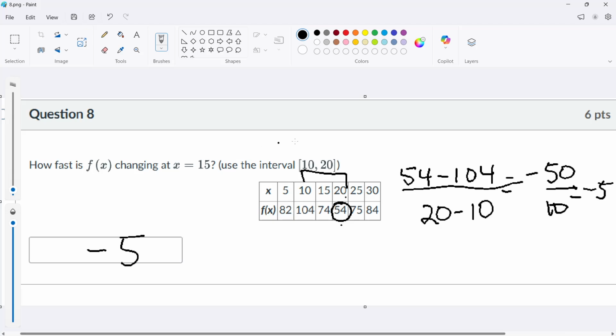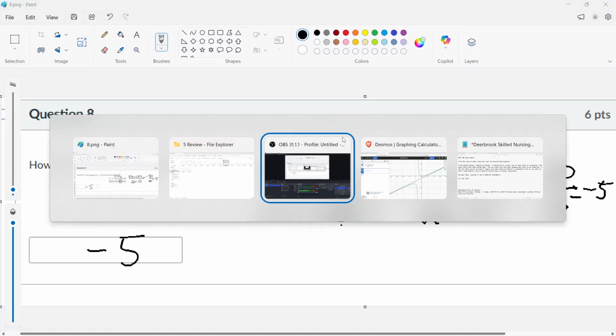That's the estimate of how fast it's changing at x equals 15. I'm using the interval 10 to 20 to estimate that. That's it. 5 through 8.